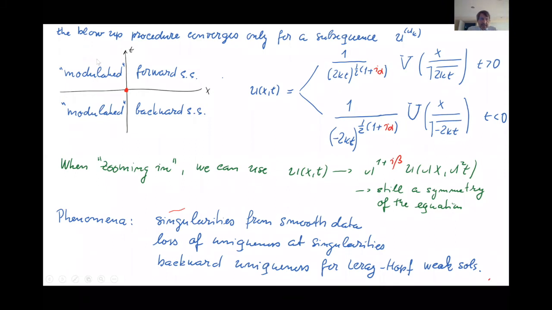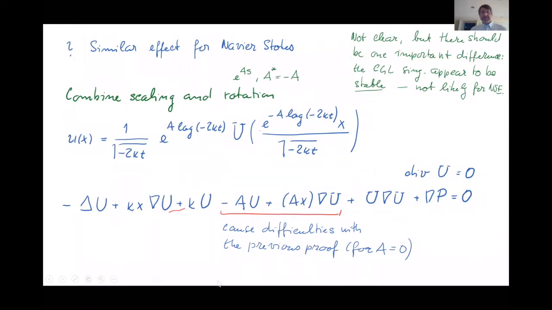But at the same time, you have backward uniqueness. So that's the scenario which I was discussing before, that you cannot prove forward uniqueness, but in this case, you can prove backward uniqueness. So a similar effect for the Navier-Stokes equation is the following: one could also combine, for Navier-Stokes, as you approach the singularity, you are kind of zooming in on what is going on.